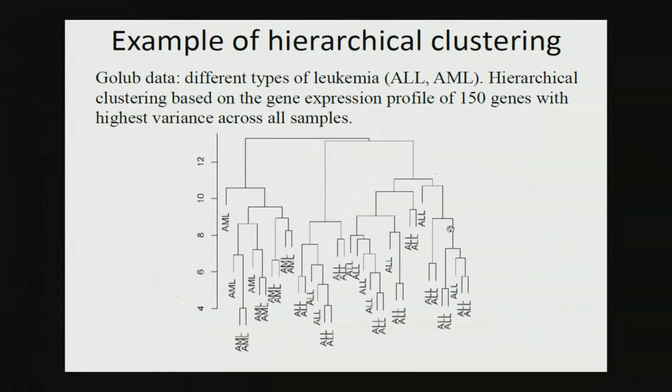Yeah. So this is one of the actual examples of doing hierarchical clustering. This is a very famous leukemia data set. They have 150 genes. How many samples? 1, 2, 3, 4, 5, 6, 7, 8, 9, 10. About 30 samples of ALL and AML. And after clustering, it looks like this.